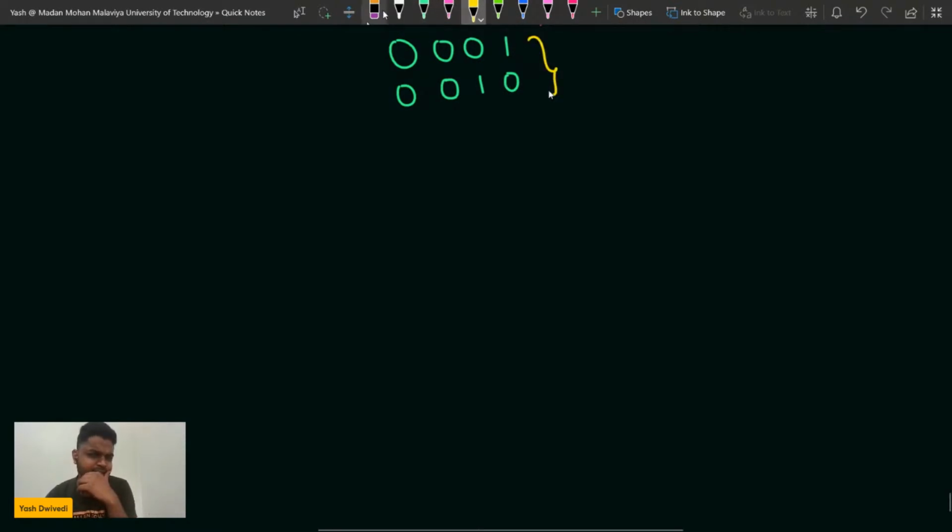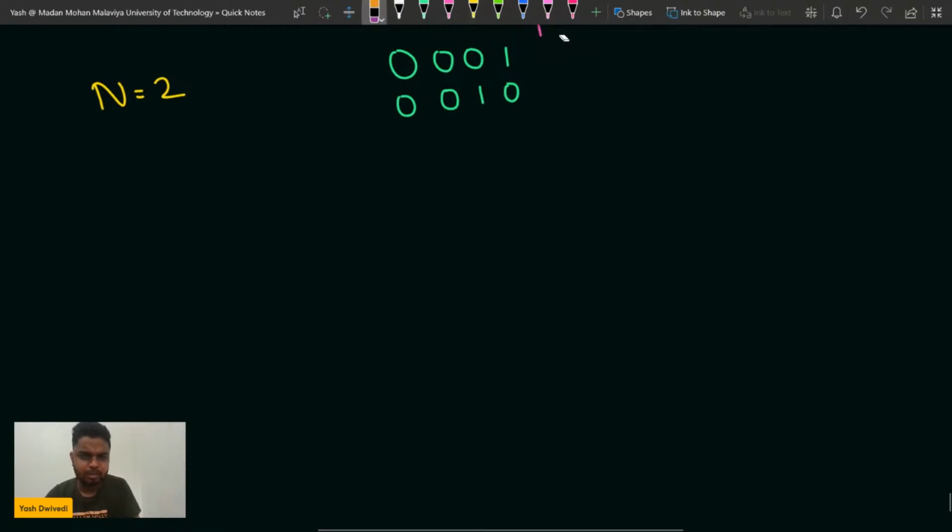Maybe I can say that the n value here is 2. At this particular position, how many set bits are there? You will tell me that at this particular point, n by 2, half of the bits are set, and at this place also, half of the bits are set. That is what you can observe.